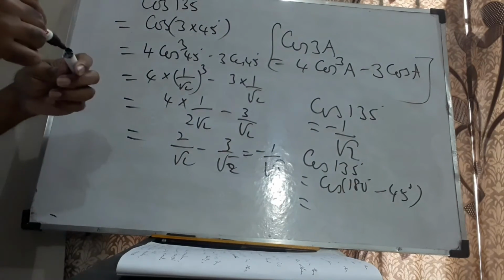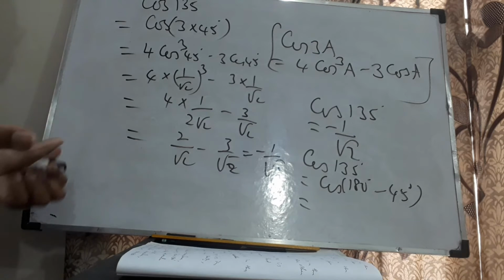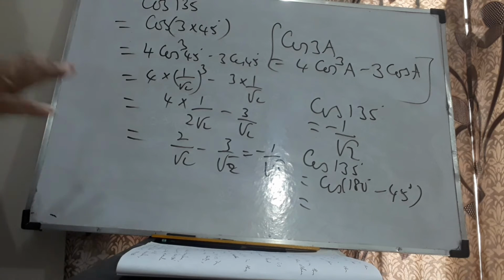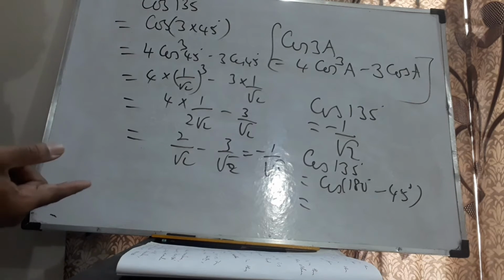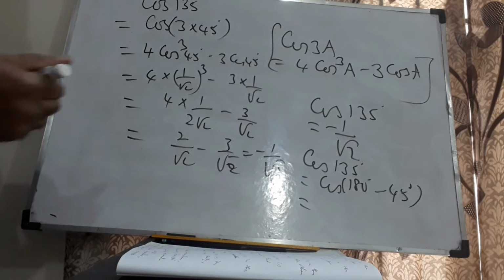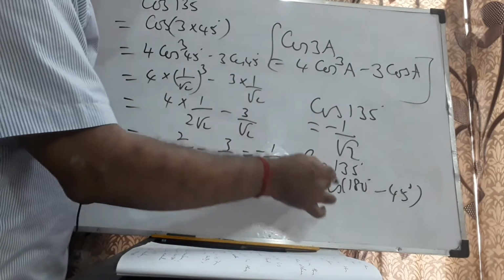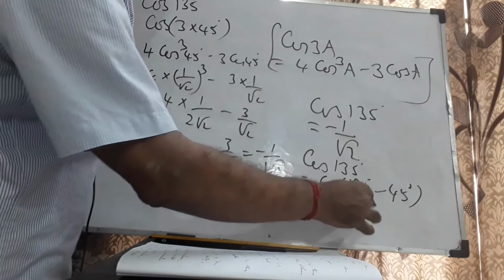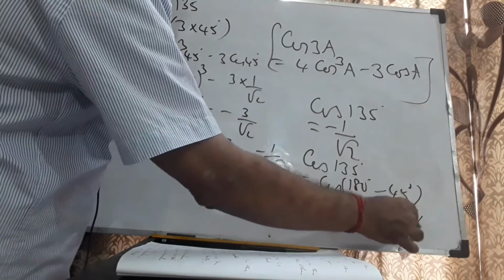180 degrees is an even multiple of 90 degrees. For any even multiple of 90 degrees plus or minus theta, the function remains the same and the sign becomes plus or minus. The sign depends upon the quadrant in which the angle lies. Therefore, it's an angle in the second quadrant. In the second quadrant cosine is negative. This is minus cos 45, which is minus 1 by root 2.